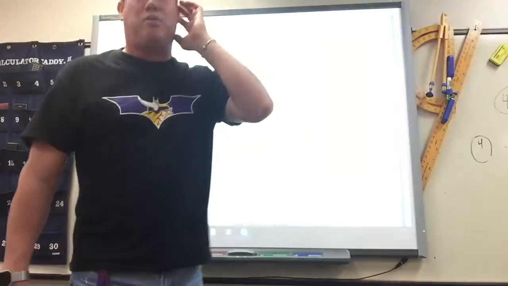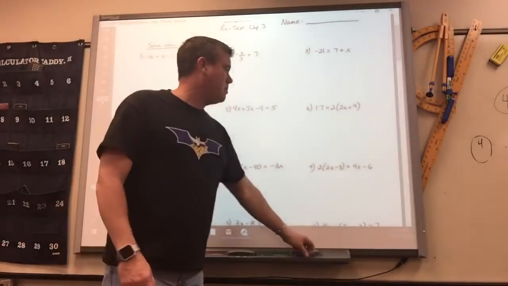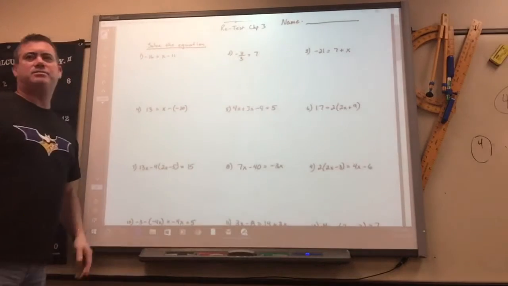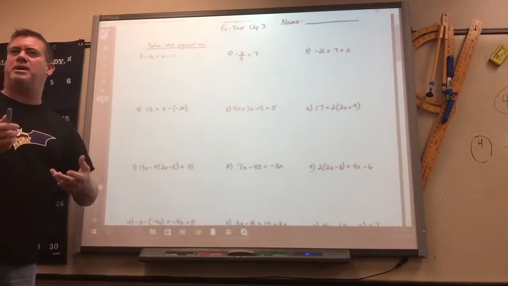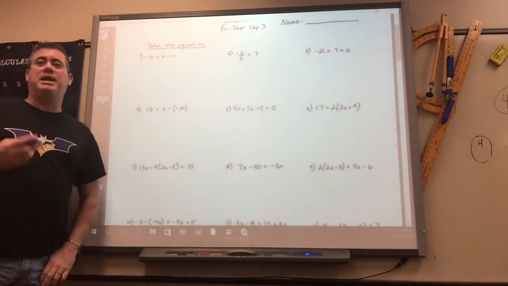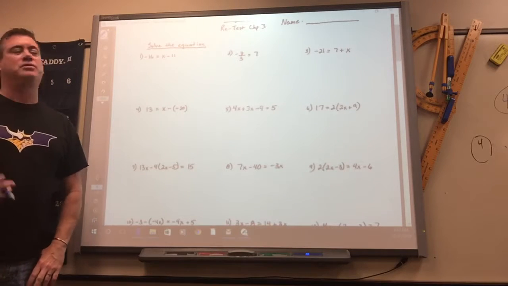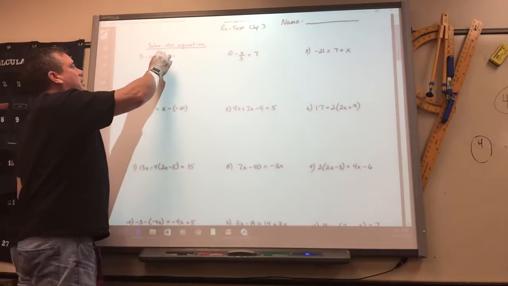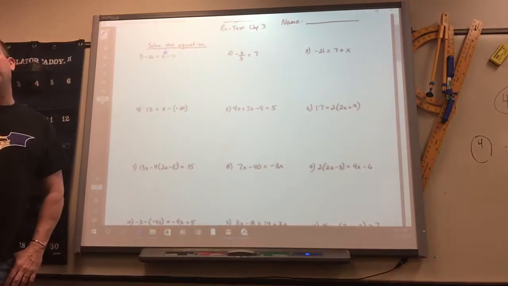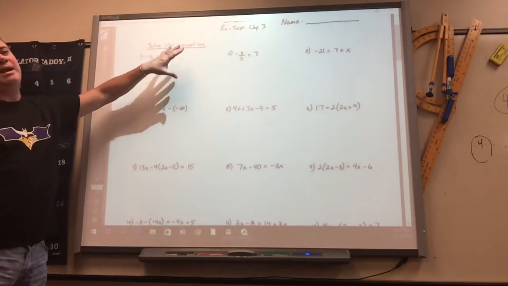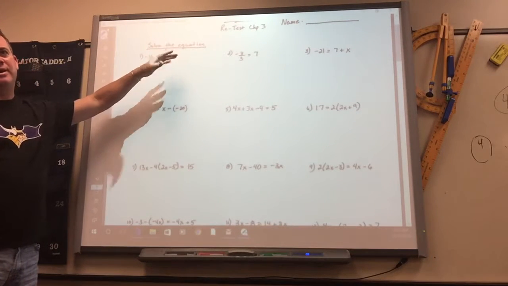Obviously is solving equations. So the first page there's one step, two step, multi-step. You can get no solution, you can get many solutions. So remember, in any equation, the whole idea is to get the letter by itself. So you get rid of anything that's on that side by doing the opposite.